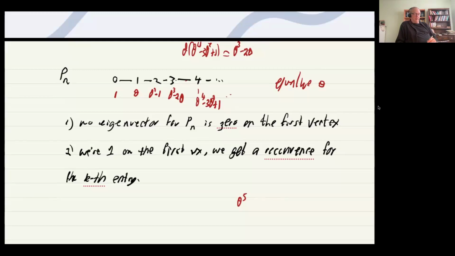So we have theta to the fifth minus 4 theta cubed plus 3 theta. Now, that's going to be the weight on the 6th vertex, which is not there, so that has to be 0.